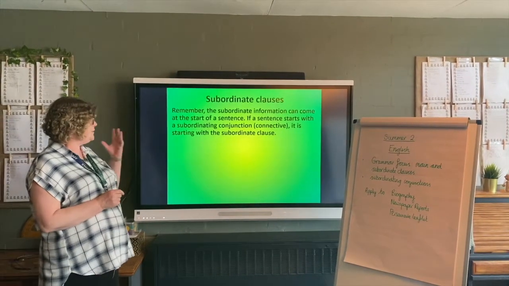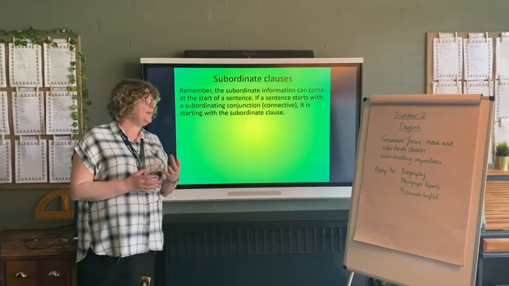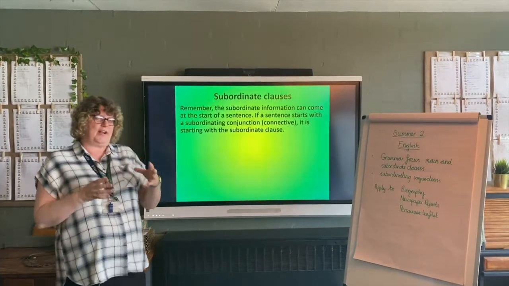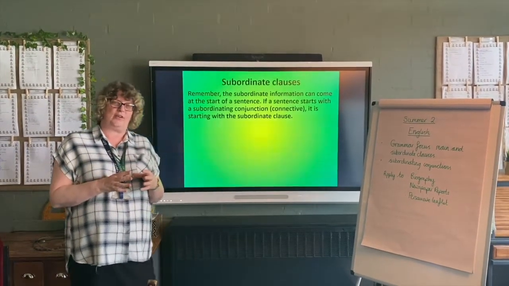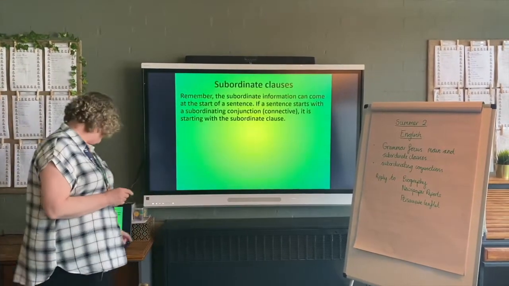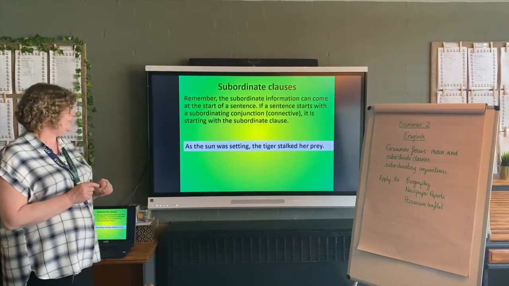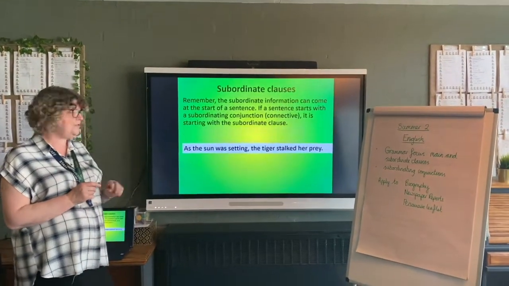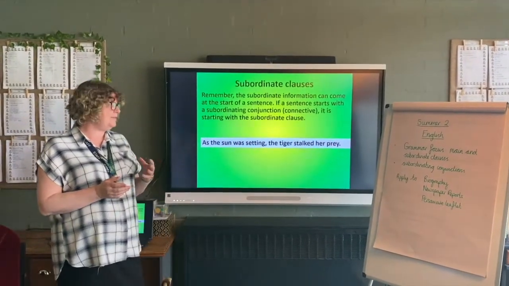So, subordinate information could come at the start of a sentence as well. It doesn't have to be in the middle. So we're going to be talking about that with the children, playing around with sentence structure. Our children are great at writing sentences, they really are. It's now a matter of focusing, knowing what it is they're writing, and having a play around with sentence order, where we can put the words in the sentence to make them more interesting. For example, as the sun was setting, the tiger stalked her prey. There we still have the tiger stalked her prey as the main clause, but the subordinate clause is at the beginning. We'll be doing all of this in English in summer 2.